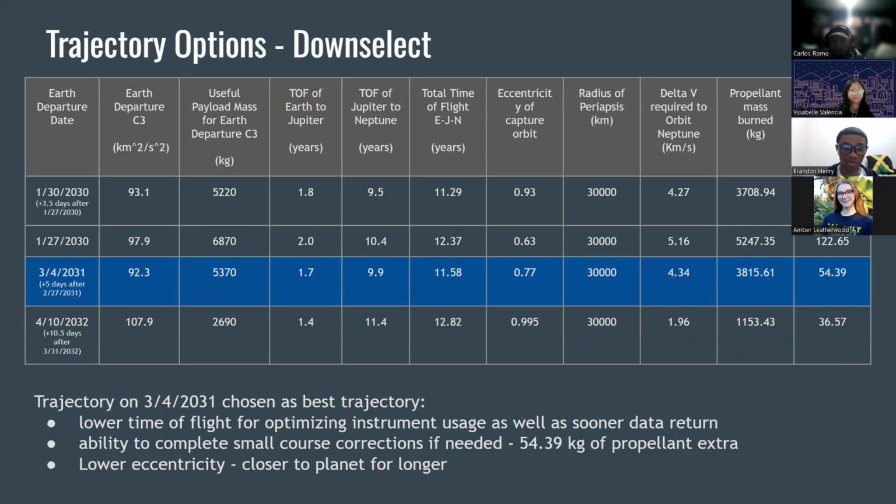So here are the final results once the spacecraft finally arrives at Neptune. And we believe that the March 4th, 2031 launch date is our best launch date because of its relatively low time of flight compared to the others, but it also has enough mass to perform any potential course corrections that we might need to make in case the spacecraft encounters any form of debris along the way.